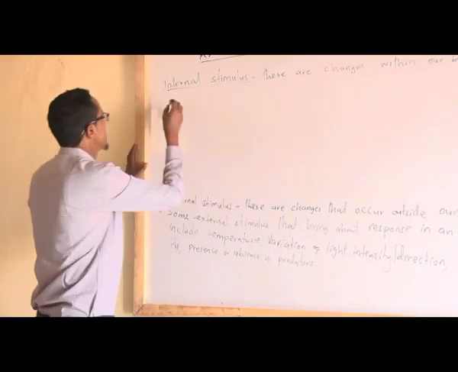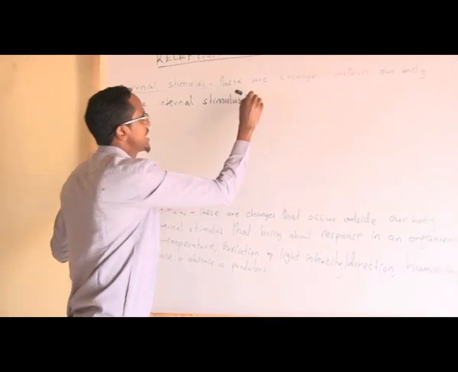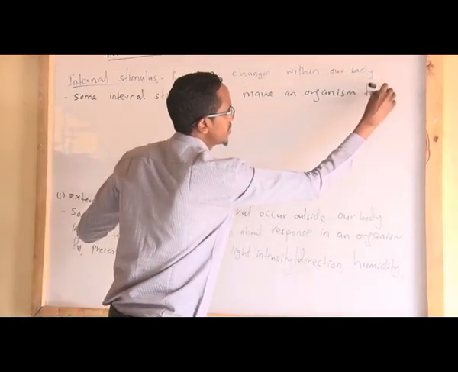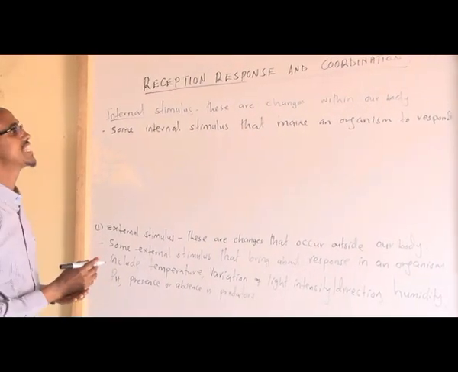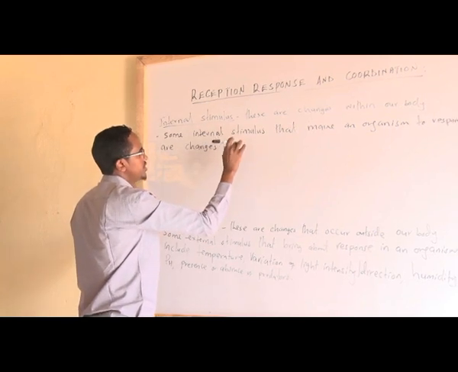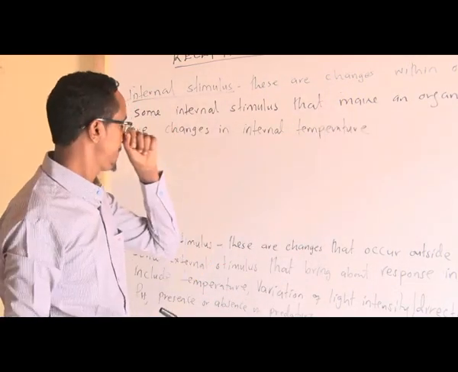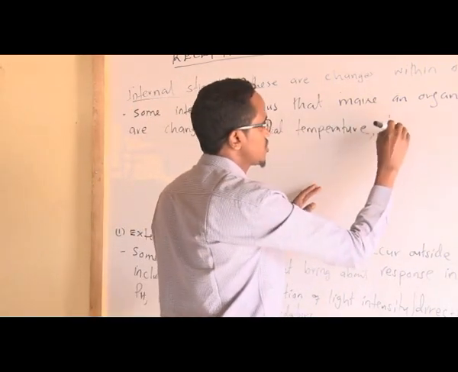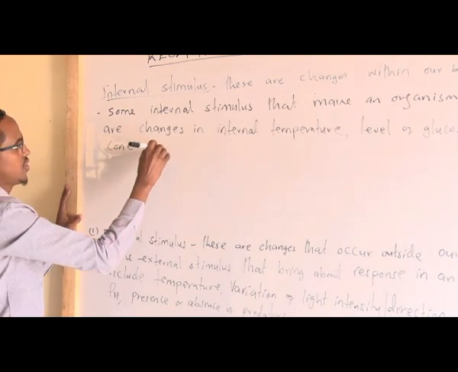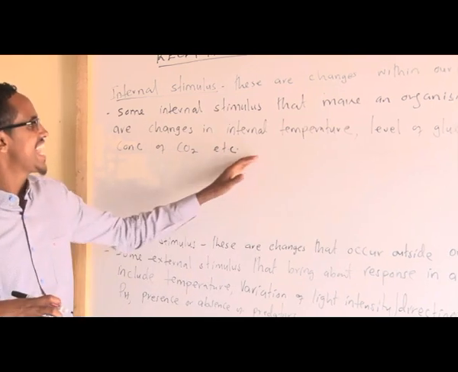So what are some internal stimuli that make an organism respond? They are changes in internal temperature, changes in the level of glucose, and the concentration of carbon dioxide. These are some of the things.